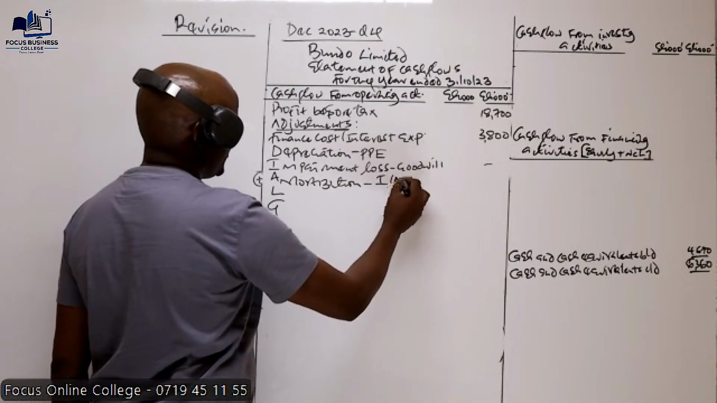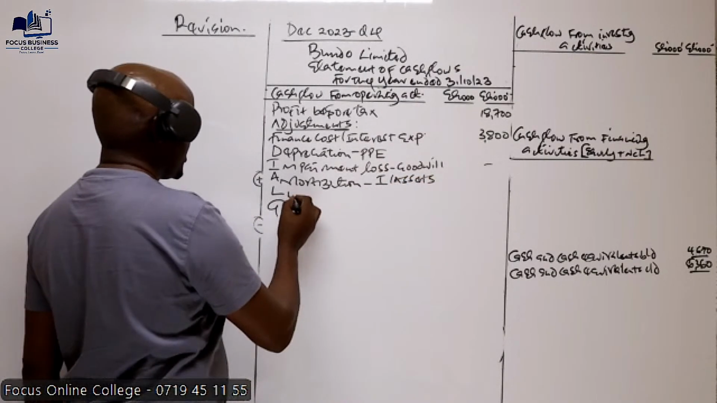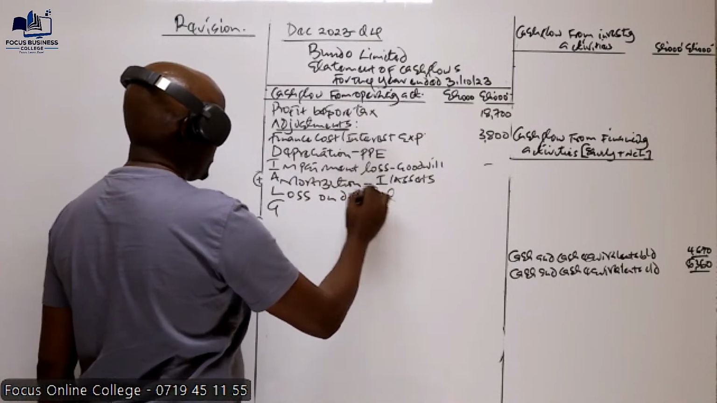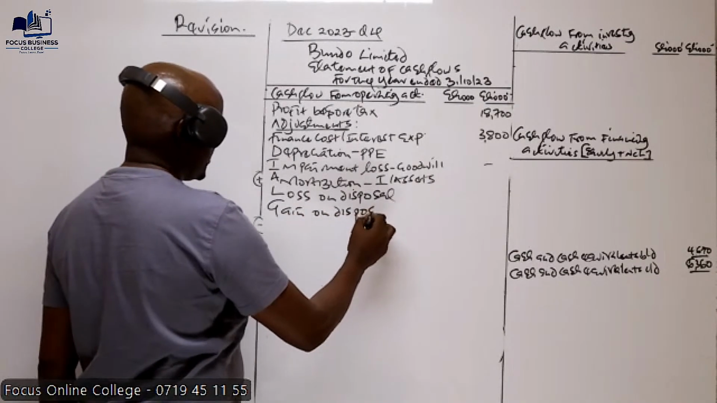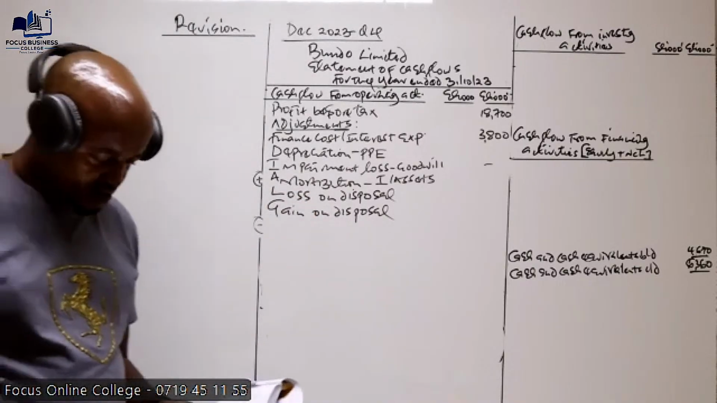Amortization of intangible assets. Then this one stands for loss on disposal. And basically this one stands for gain on disposal. The gain on disposal. So let's go through the additional information.